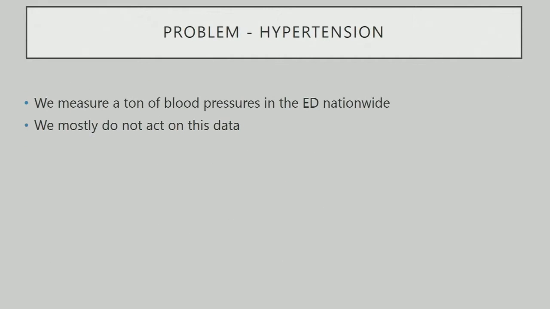So the problem with hypertension, moving on to the next study, is we measure a ton of blood pressures in the emergency department nationwide, and we mostly do not act on this data. And maybe we shouldn't act on this data, but it seems a shame that we collect it all and we mostly ignore it. Like somebody has uncontrolled hypertension, they have an ankle sprain, we prescribe them ibuprofen, something happens in their kidneys, their blood pressure goes up even more, their ankle sprain doesn't feel better. We should have just given them an ice pack, but whatever.